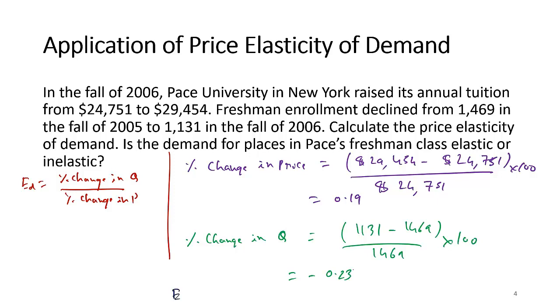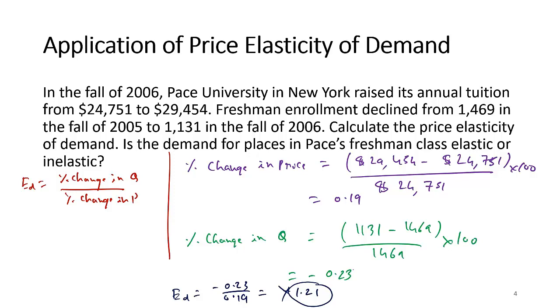So finally we'll calculate elasticity of demand. Elasticity of demand is percentage change in Q, negative 0.23, over 0.19, which gives you negative 1.21. Now when we calculate elasticity, we always drop the negative sign, so you don't have to worry about the sign here. So what you are worried about is the number 1.21.